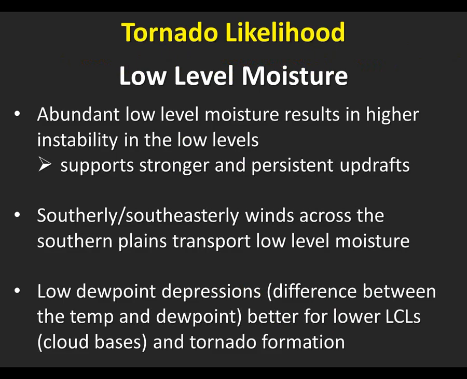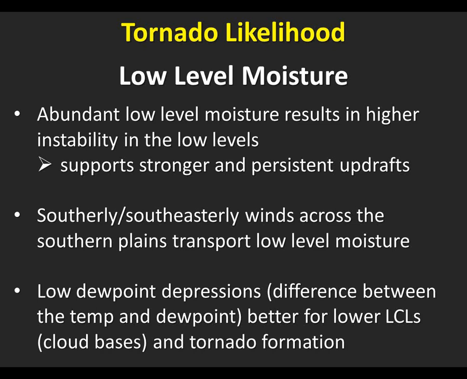Okay, so moisture is very key in tornado genesis. So you need abundant low-level moisture. And what that does is it results in high instability in the low levels of the atmosphere. And when you get that high instability, it results in strong, persistent updrafts. Okay, so in the lowest part of the atmosphere, you have very persistent and strong updrafts.